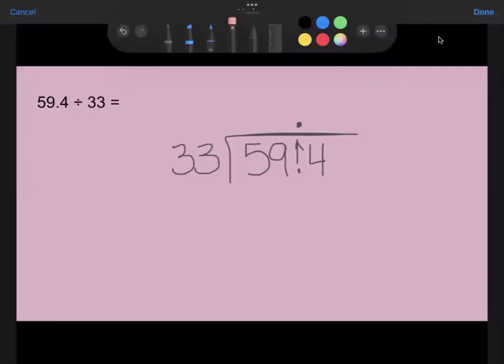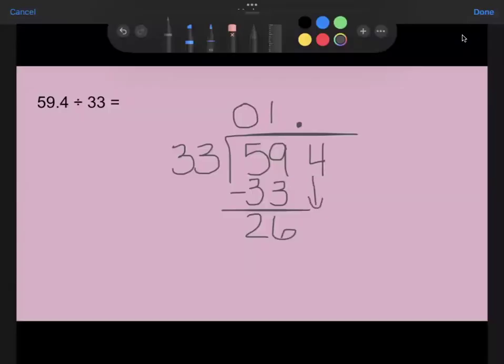Now, if I want to, I can erase this or I can just go ahead and divide, just ignoring the decimal. So 33 does not fit into 5, so I'll put a 0 there, but 33 does fit into 59 probably once. So I'm going to put that there. 1 times 33 is 33. When I subtract this, I get a 6 here and I get a 2 here. My next step is going to be to bring down the 4. So I'm going to go ahead and do that.